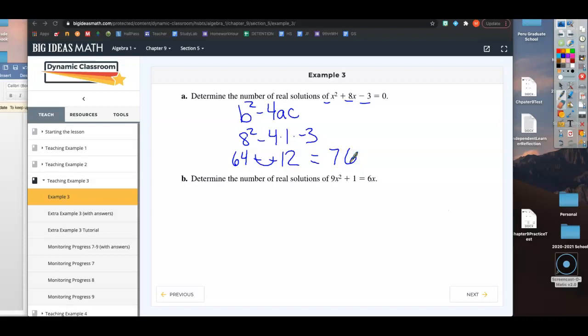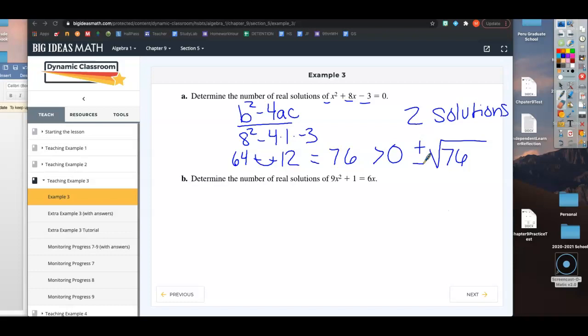Now I have to interpret this. Since 76 is greater than 0, I'm going to have two solutions, which makes sense because if we think about it, this part is inside the square root of the quadratic formula. Therefore, if I have a number that's bigger than 0, I'm going to have both a positive and negative solution.